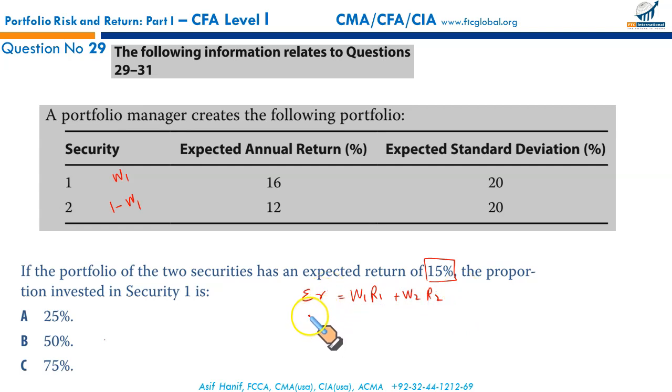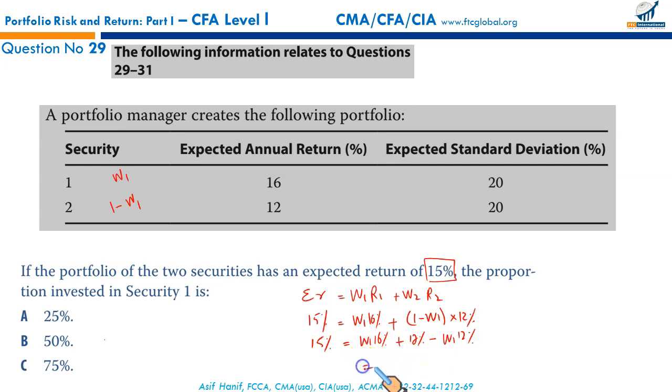So expected return is given as 15%. Weight 1, we just call it W1, return 1, that is 16%. And weight 2 is going to be 1 minus weight 1 times return on security 2, which is 12%. And then there is just simple arithmetic. Let's do it. 15% equals W1 times 16%, plus 12% less W1 times 12%.